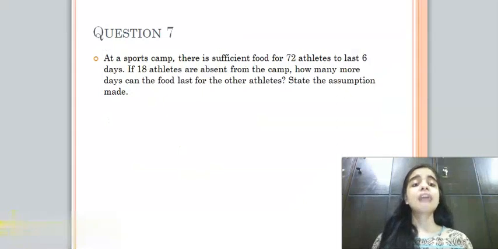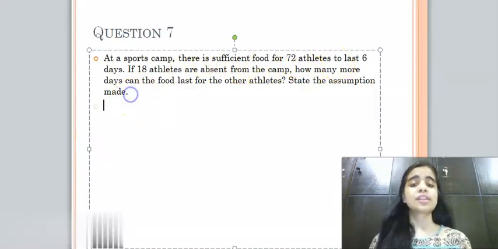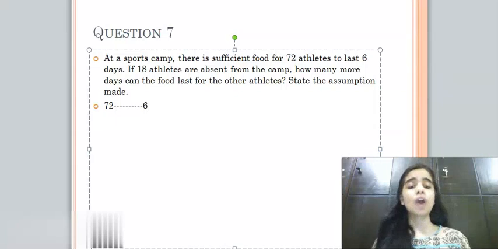Alright, so this is the last question for today. At a sports camp, there is sufficient food for 72 athletes to last 6 days. So for 72 athletes, the food can last for 6 days. If 18 athletes are absent, so now how many athletes are there if 18 are absent? Yes, there are just 54 athletes, okay? How many more days can the food last for the other athletes?